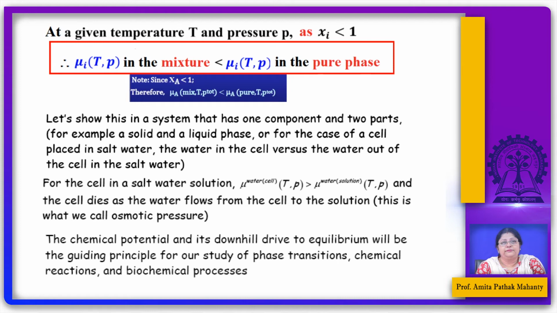So the water from the cell will start draining off and going towards the outside into the salt water. So what will happen? The cell will die, right? So the chemical potential is always a downhill process. A species is always going to move from a potential which is higher to a potential which is lower. Chemical potential and its downhill drive to equilibrium is the guiding principle for all phase transitions, chemical reactions, and biochemical processes. Okay.